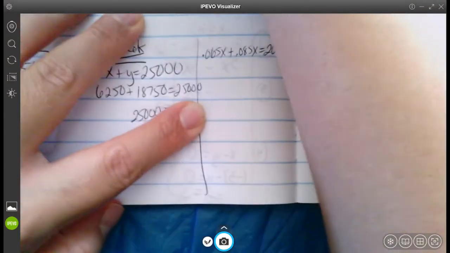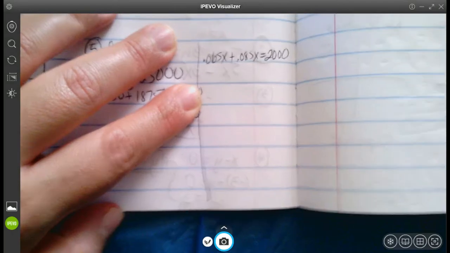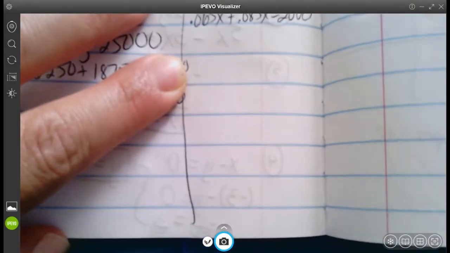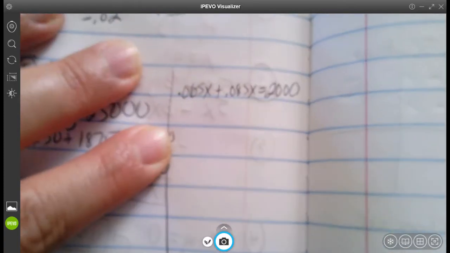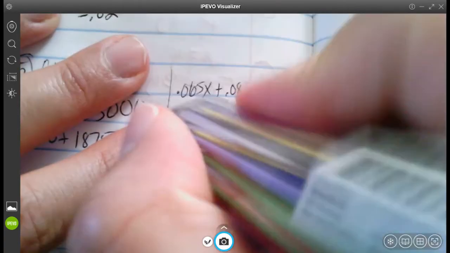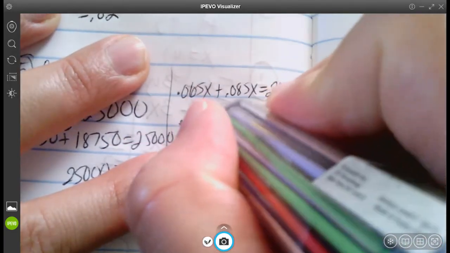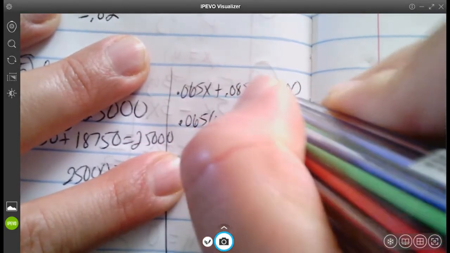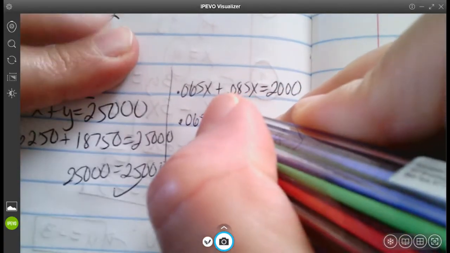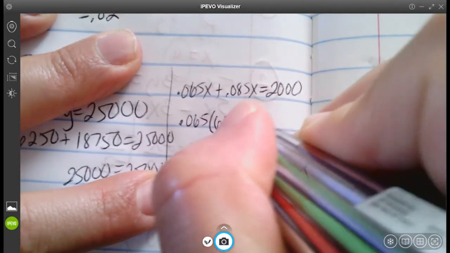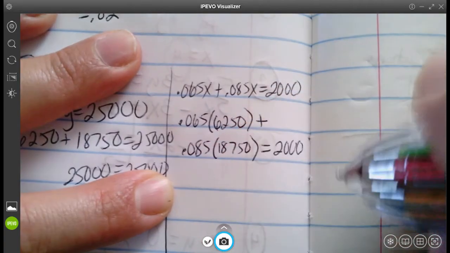I'm going to do the same thing and plug in these numbers. I'm going to write kind of small because I didn't give myself too much space here, so let me zoom in so y'all can see what I'm doing. So 0.065 times 6,250 plus 0.085 times 18,750, and supposedly this gives me $2,000.